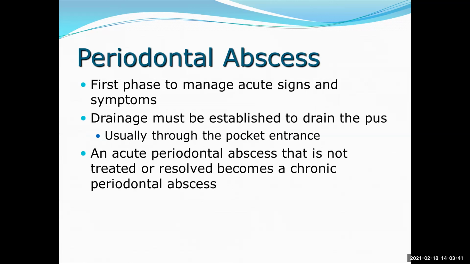So how do you manage this? The first phase is to manage acute signs and symptoms. Sometimes the patient's pretty asymptomatic, especially diabetic patients. They seem to have a high tolerance for pain. They get a lot of abscesses. They don't even know they're there. It's interesting, to say the least. But drainage must be established to drain the pus, and that's usually through the pocket entrance.